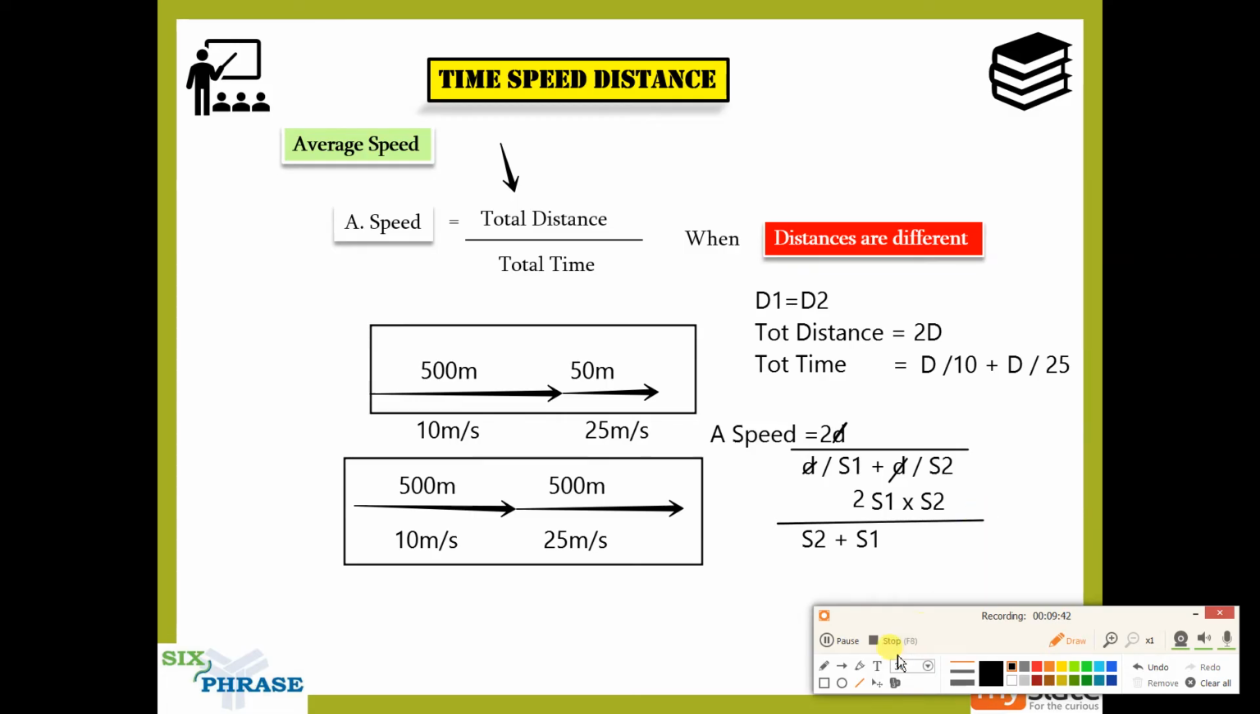So you can clearly see this is the equation that is formed. Now you know why we use this as the shortcut, 2 into S1 S2 by S2 plus S1. This is the shortcut, guys. If you have the distances to be equal. If the distance is not equal, you cannot do this. Then you will have to apply the original formula only. So when the distance is the same, you can use 2 S1 into S2 by S2 plus S1. You need not worry about the distance at all. You just have to use this formula, which requires you to use the two speeds, S1 and S2.